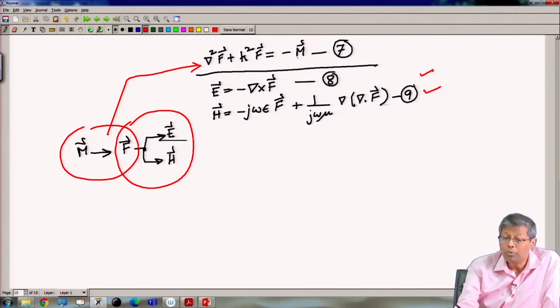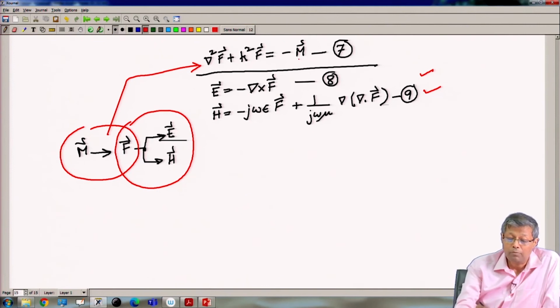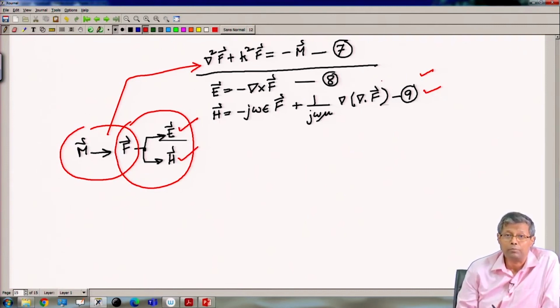In case the magnetic current source is not given, it will be assumed to be a point magnetic current source, and thereafter we will compute the electric vector potential F by the application of the boundary conditions, and therefore, the solution to 7 will be obtained. After the solution to 7 is obtained, we will find the solutions to E and H rapidly by the applications of equations number 8 and 9.